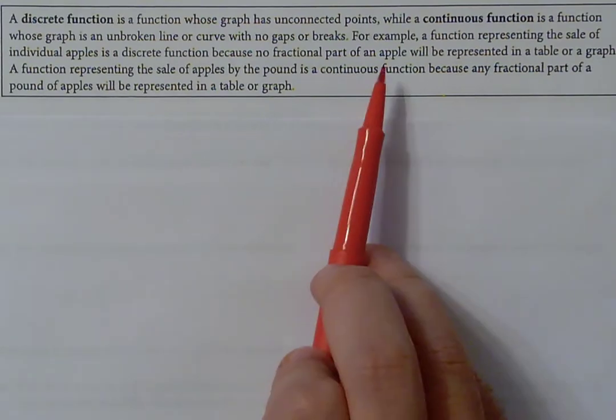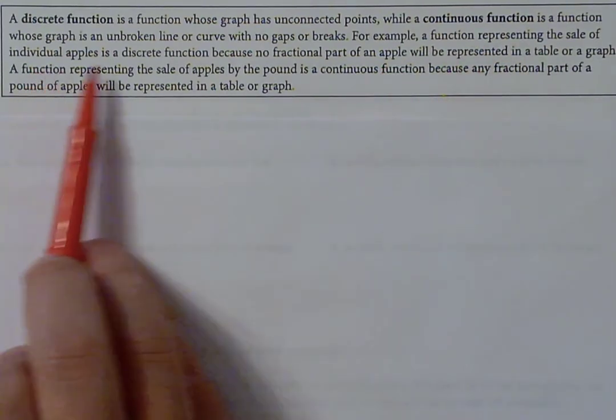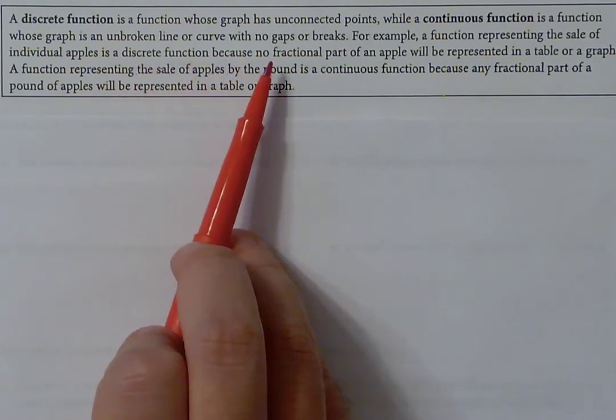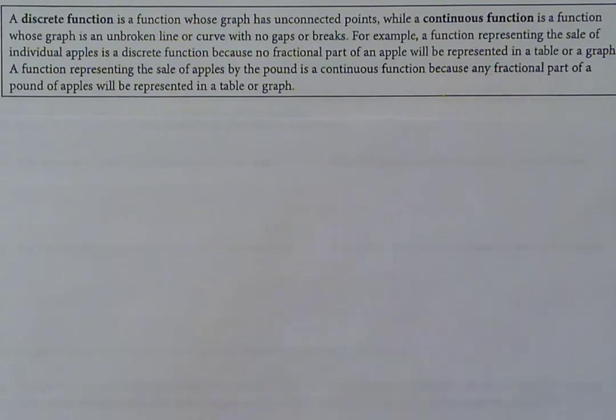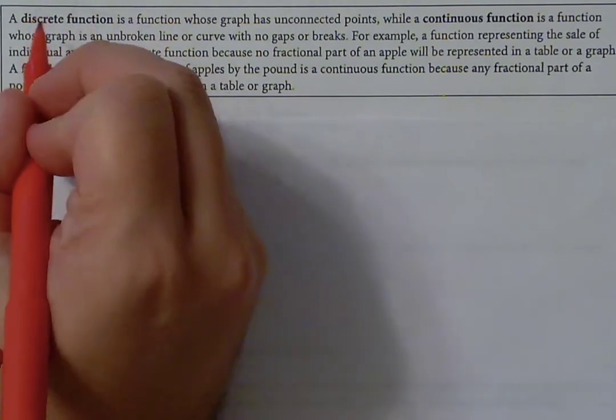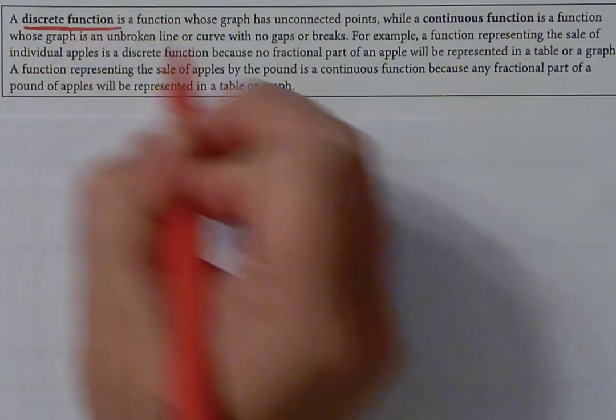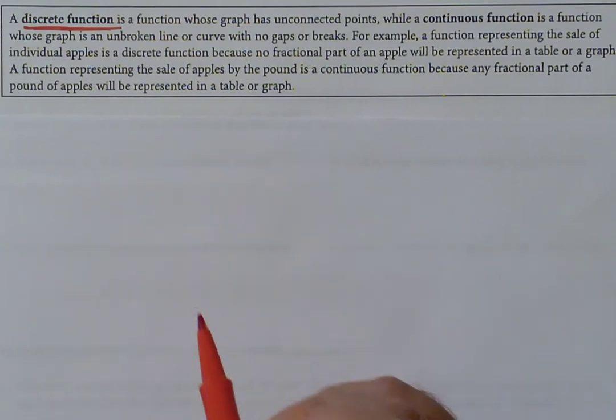Now, a function representing the sale of individual apples is discrete because there's no fractional part of an apple that can be represented in a table or graph. Meaning, if I'm selling apples, I cannot sell half an apple. I cannot sell a third of an apple or 3/4 of an apple. Okay, I can only sell an apple, 2 apples, 3 apples, 4 apples. So, something is discrete if you cannot have a fractional part of something.